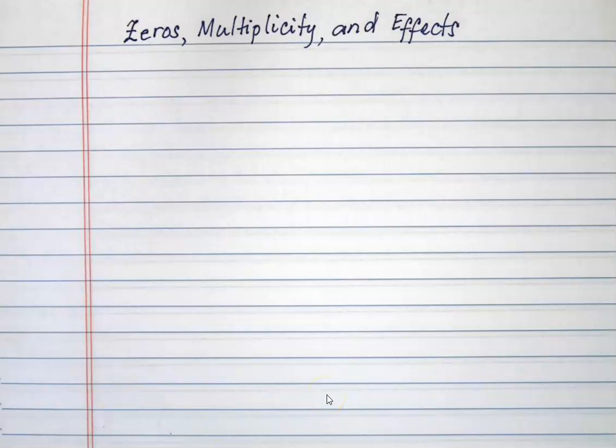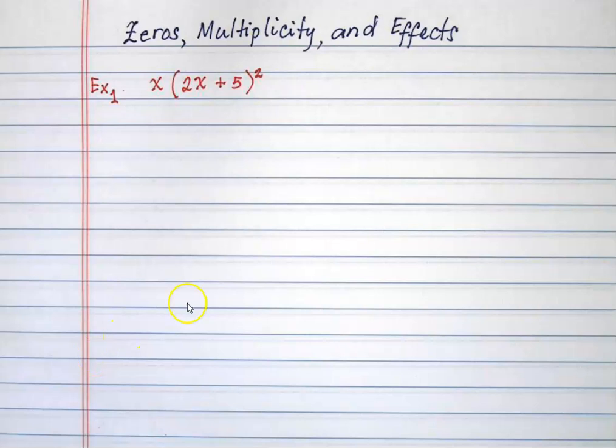Hello everyone. Today we're going to discuss zeros, multiplicity, and its effects on the graph. Let's begin. This is our first example, and we're going to set this to 0 in order for us to use the zero product property in solving for the zeros of this factored form function.